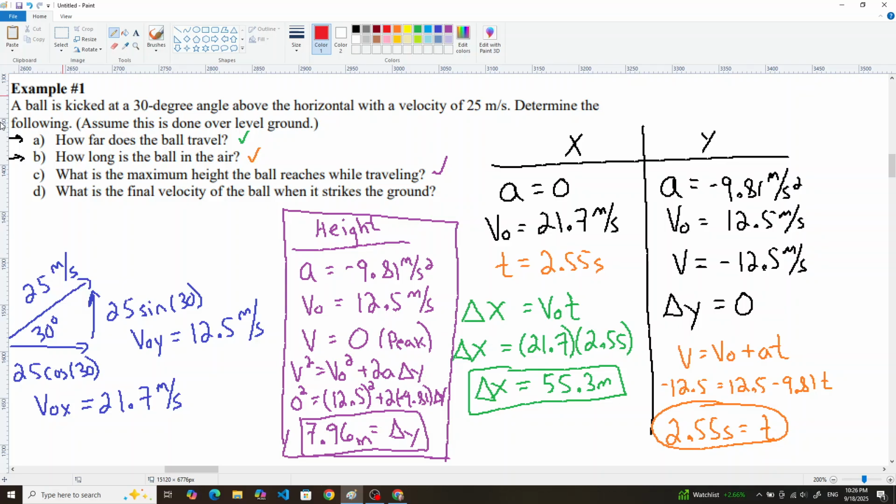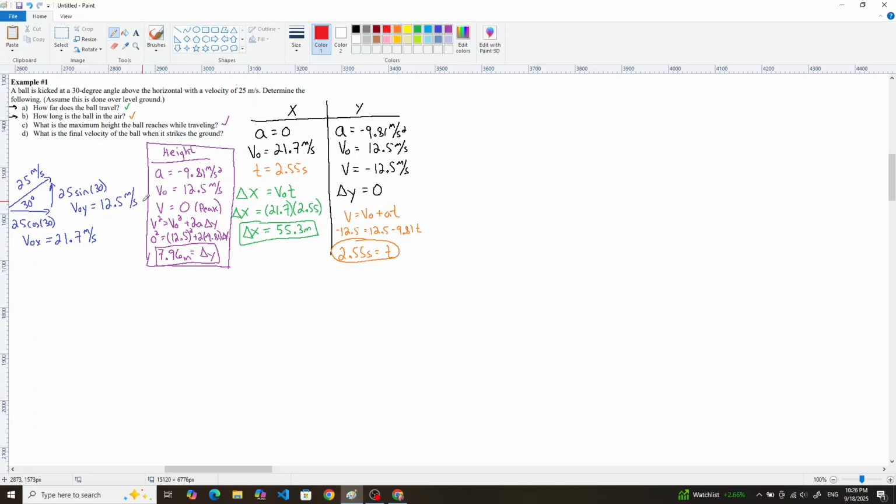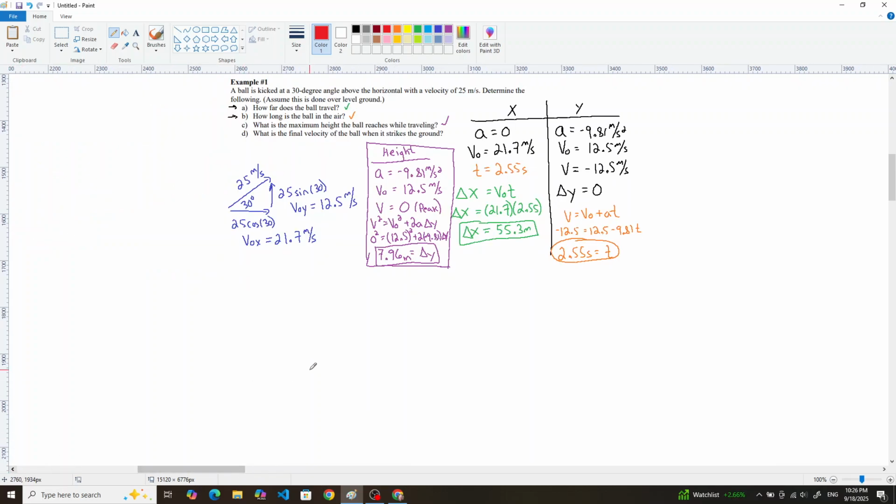Question D, the final question, is actually a lot easier than what it was on the last example that we had. And the reason being is because of the symmetry of the flat ground. The answer to D is it's 25 meters per second at 30 degrees below the positive x axis. The symmetry: it was 25 meters per second above the positive x axis when it took off. Therefore, when it lands, 25 meters per second at 30 degrees below the positive x axis.